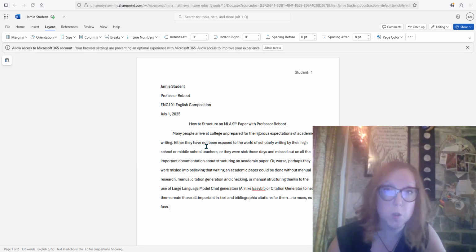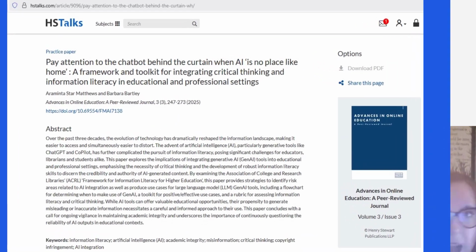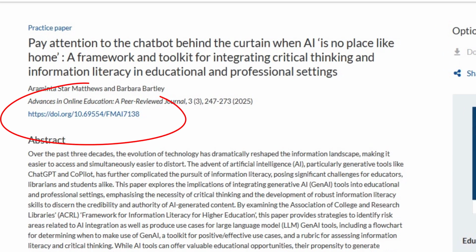AI can be a very helpful tool, but only if you know exactly what to look for, only if you know how to identify when it's working for you and when it might be working against you. Because, according to an article that I co-authored in Advances in Online Education, March of 2025, AI is created to generate what is statistically likely to be true, not what is factually true. And that means it can create all sorts of fake, hallucinated citations. It can connect citations that don't make sense.